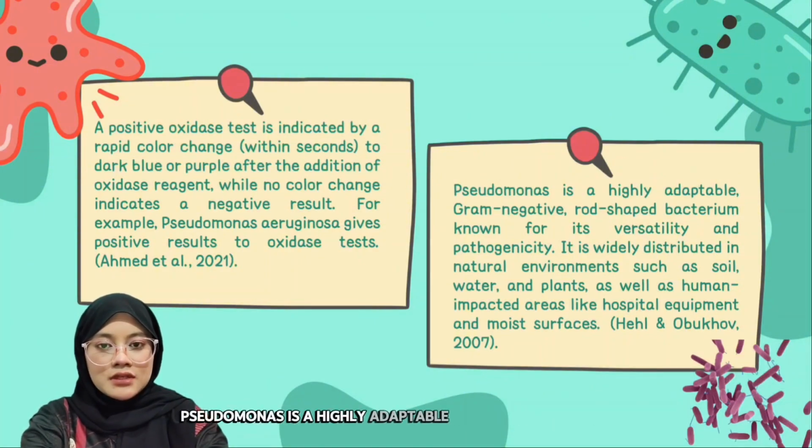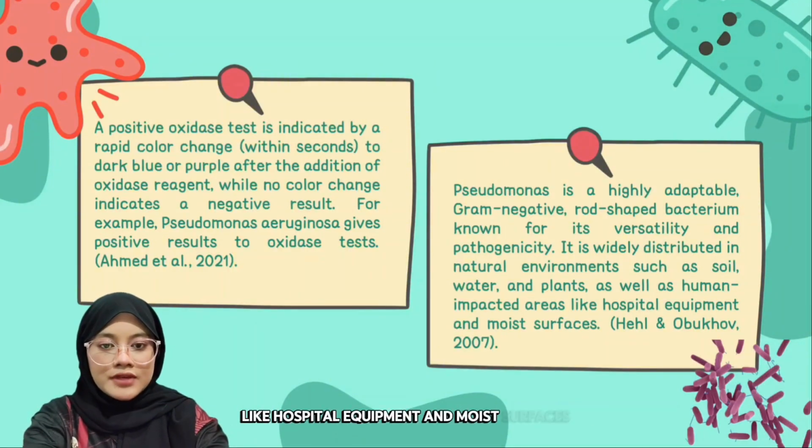Pseudomonas is a highly adaptable gram-negative bacteria. It has a rod shape and is known for its versatility and pathogenicity. It is widely distributed in natural environments such as soil, water, and plants, as well as human-impacted areas like hospital equipment and moist surfaces.